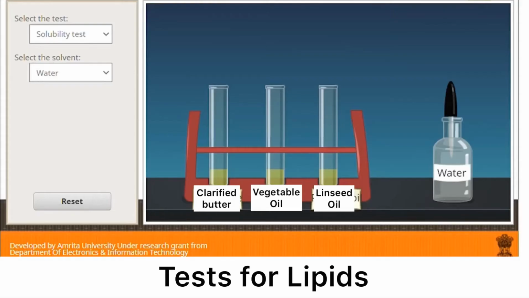Now that you're ready, we can start with the experiment. Our first test is the solubility test. Here, we are going to test for the solubility of lipids with different solvents. First, set up your test tubes in this manner and label the lipids that you will be using. The first test tube contains clarified butter, the second test tube contains vegetable oil, and the last test tube contains linseed oil for our refined oil.